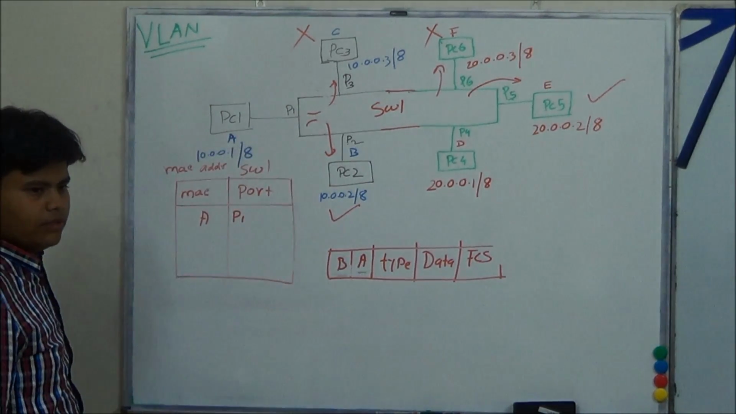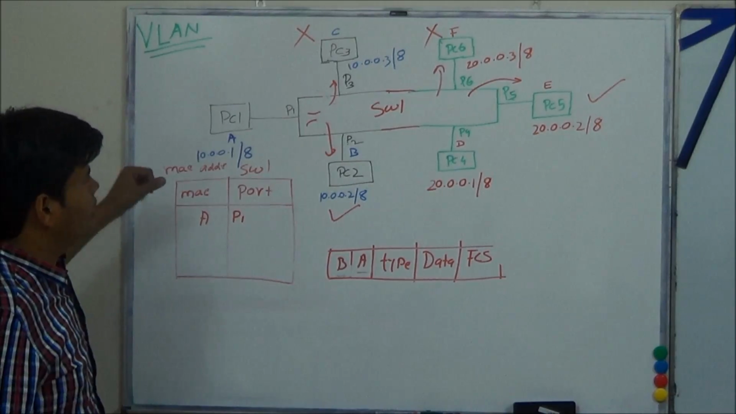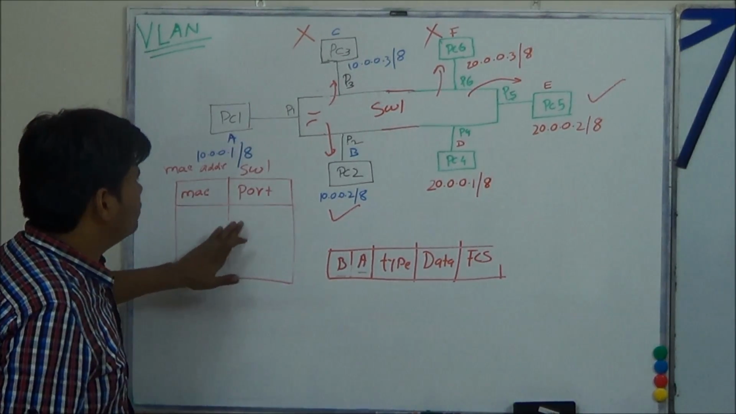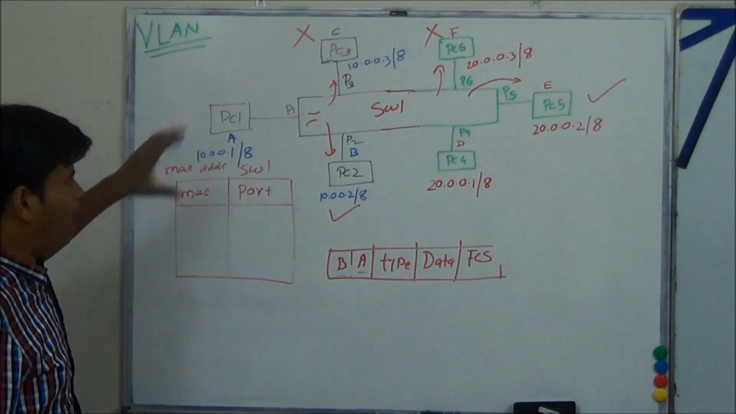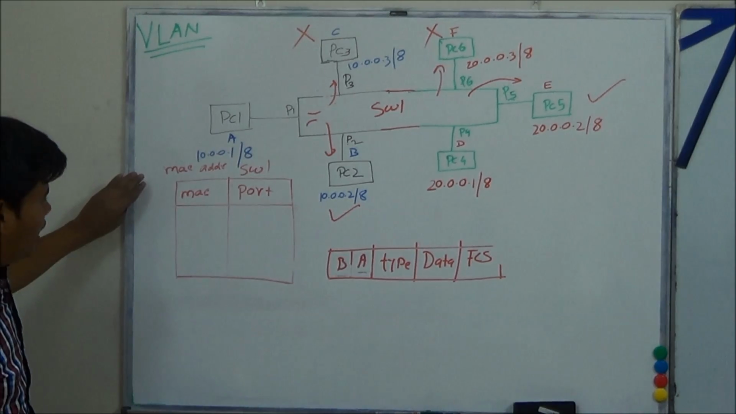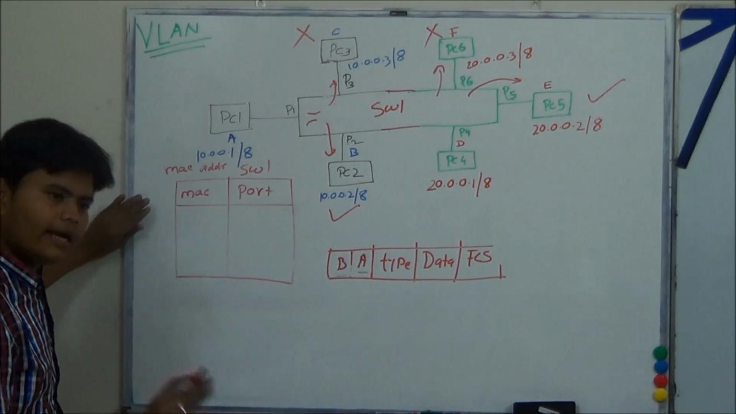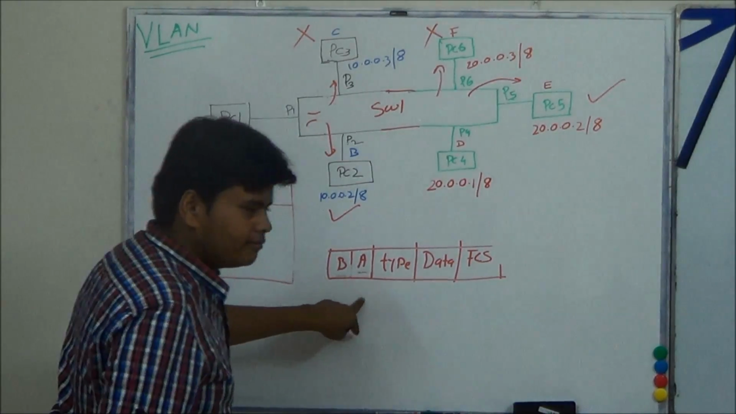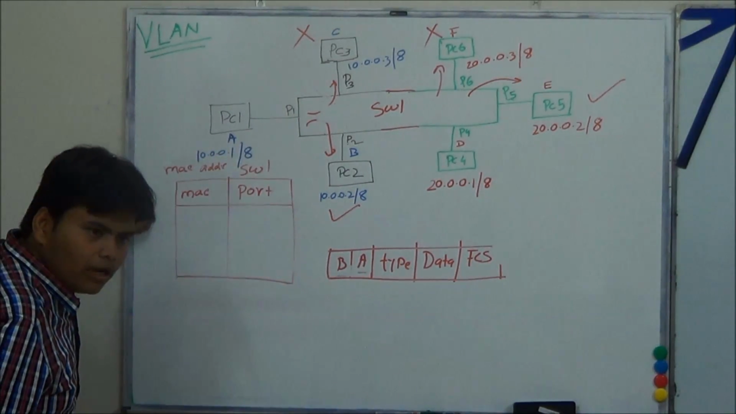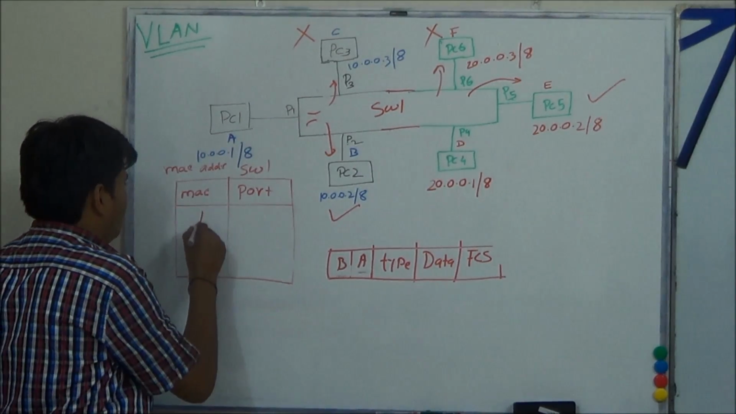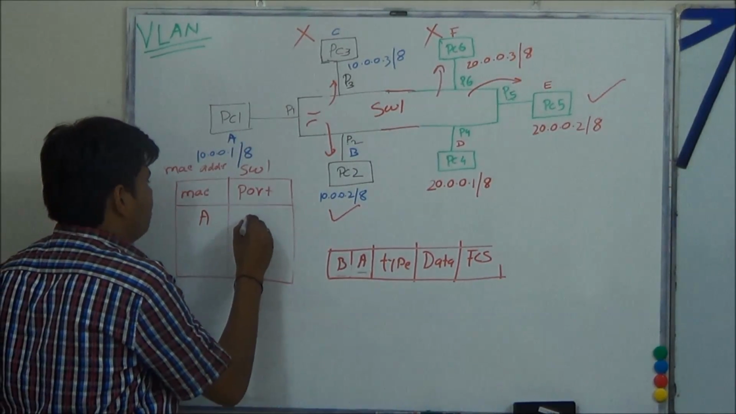Now the functioning of the switch remains the same. It will check the source MAC address of the frame. Initially the MAC address table is empty, because we will add a new switch here. Now it will check source MAC address A in its MAC address table. It is not present, so it learns A at port P1.